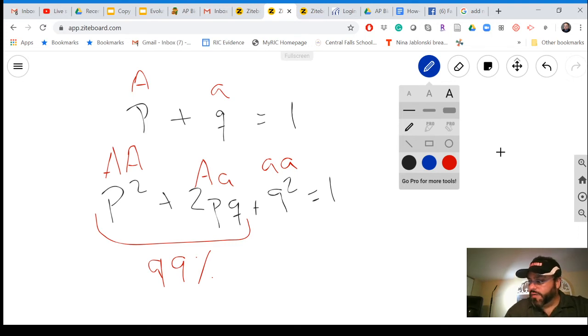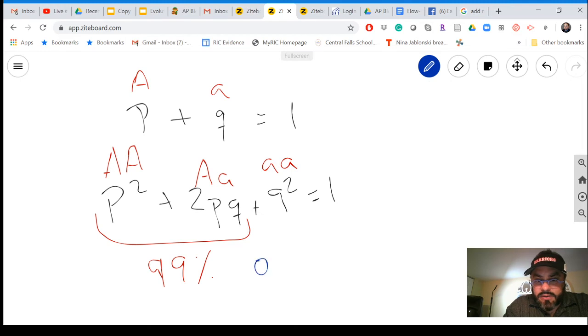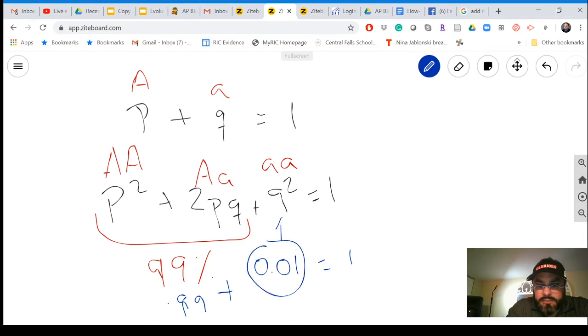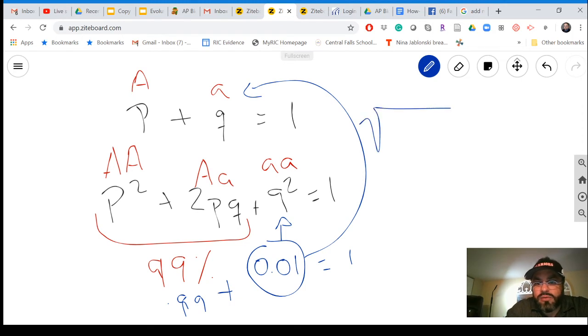So what we're doing over here is we're going to write 0.99 minus 1, which would give me the value of, and this is my answer here, 0.01, because 1 minus 0.99 would give me 0.01. That's my q squared. Now what I told you to do in the steps is to figure out what q is. The only way I can figure out q is to take the square root of 0.01. The square root of 0.01, if I did this correctly, is 0.1.